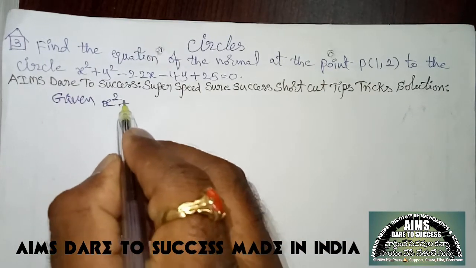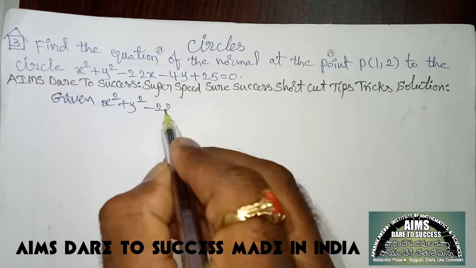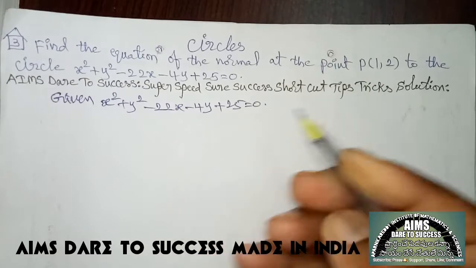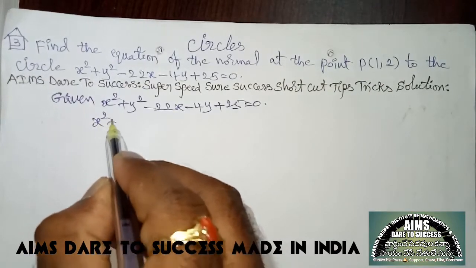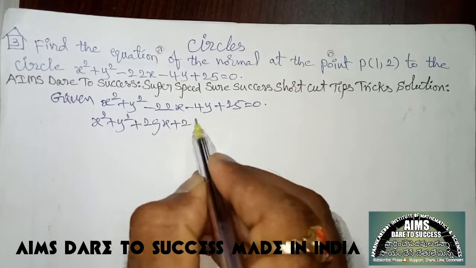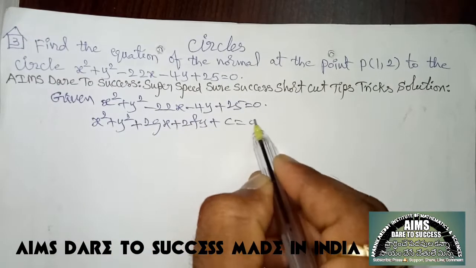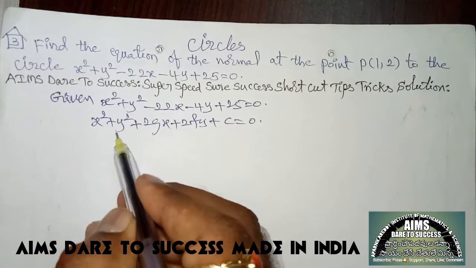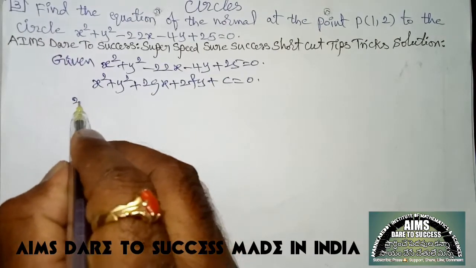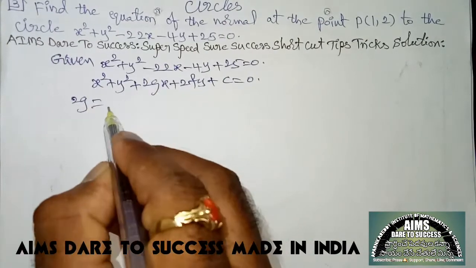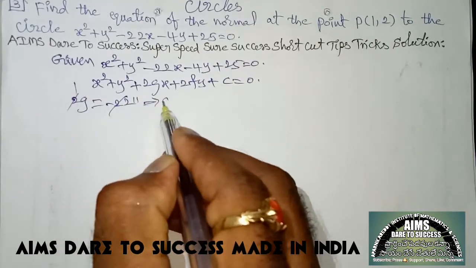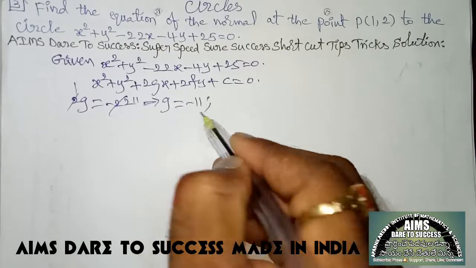Now the given circle is x² + y² − 22x − 4y + 25 = 0. Now I am comparing with the standard equation of the circle, x² + y² + 2gx + 2fy + c = 0. x² equals x², y² equals y². Comparing the x coefficient, 2g = −22. Cancelling, 2 ones are 2, 2 elevens are 22. So the g value is −11.